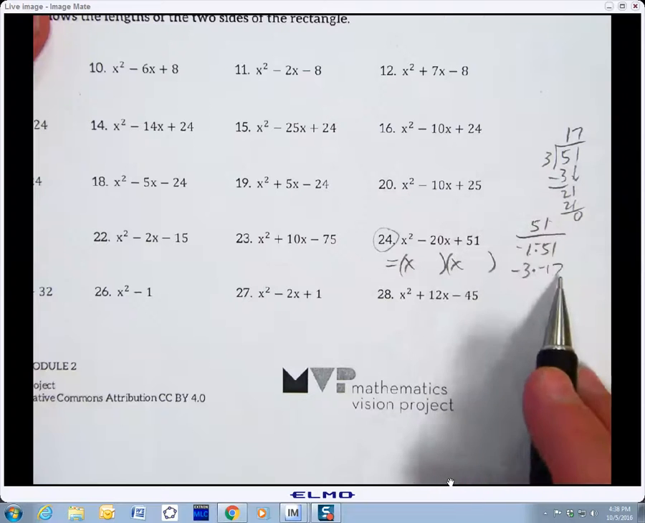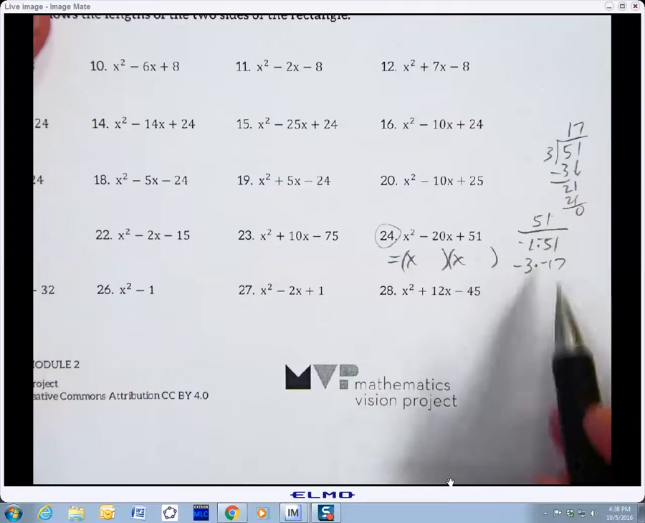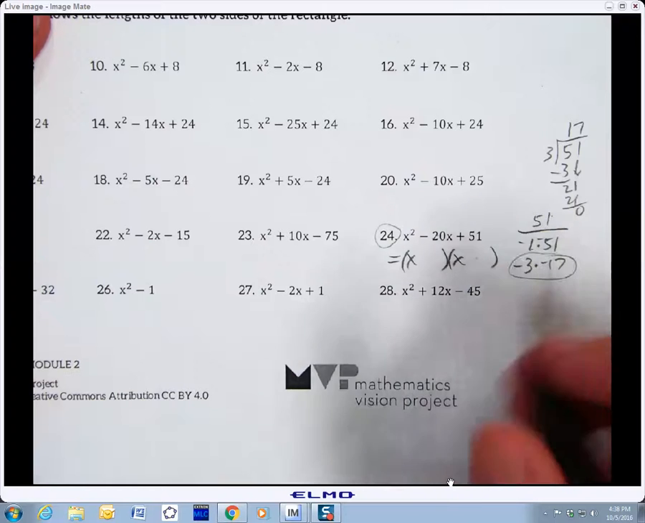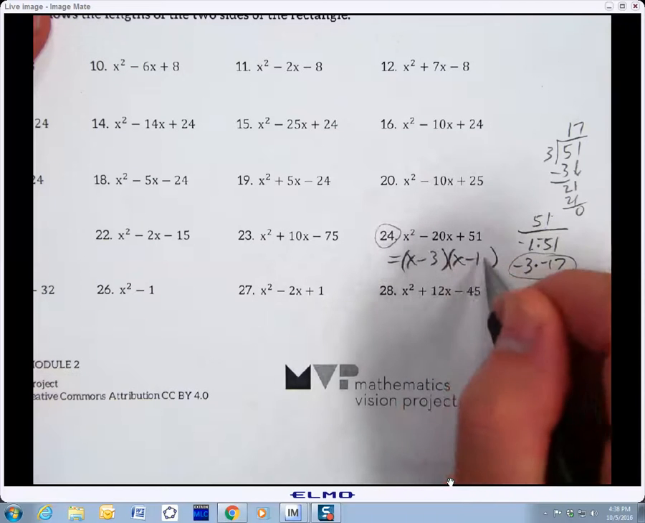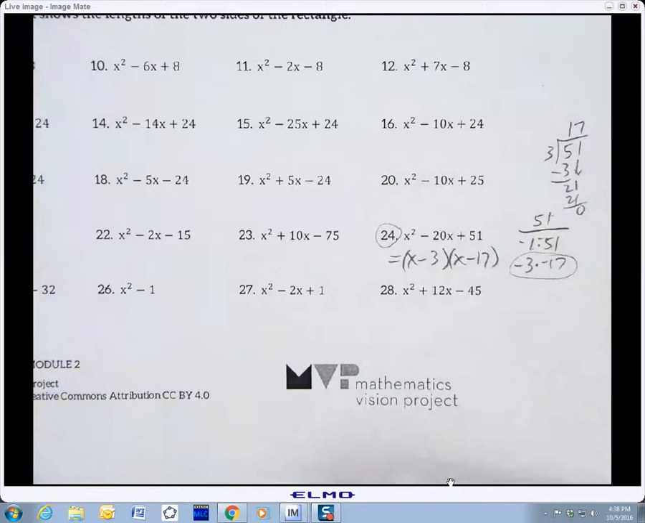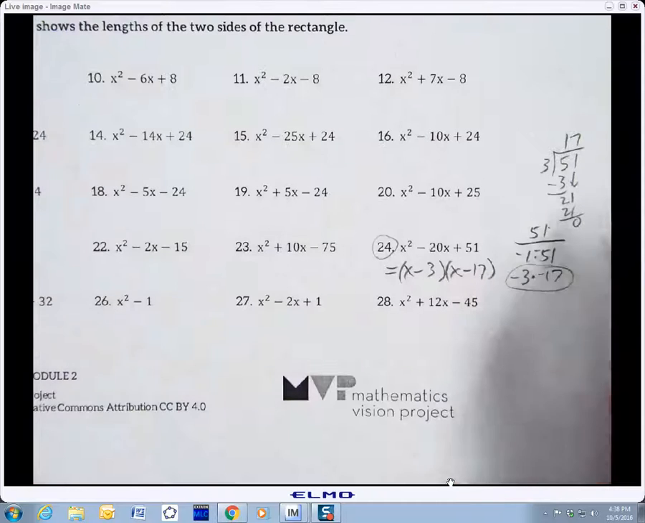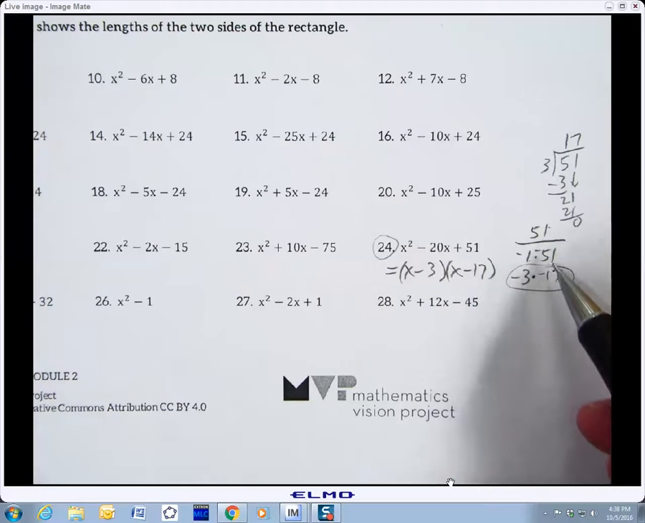So negative 3 times negative 17. Now do those add up to negative 20? And the answer is yes. So we put a minus 3 and a minus 17, and we are done. Standard form given, factored form is what we just came up with. Those are our dimensions.